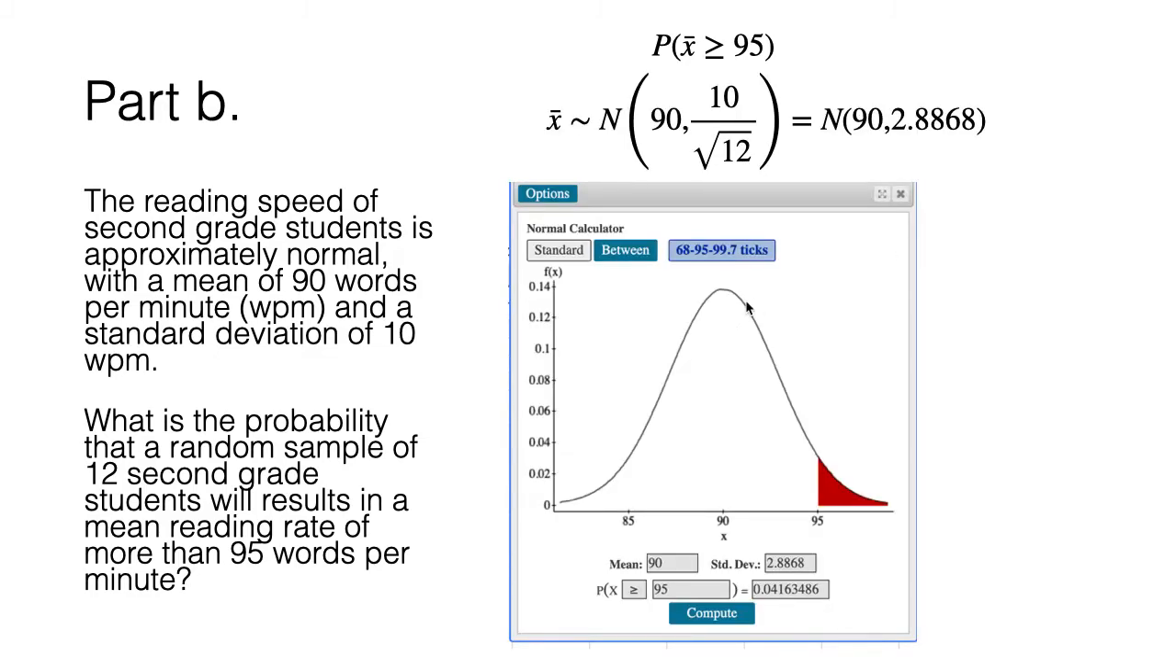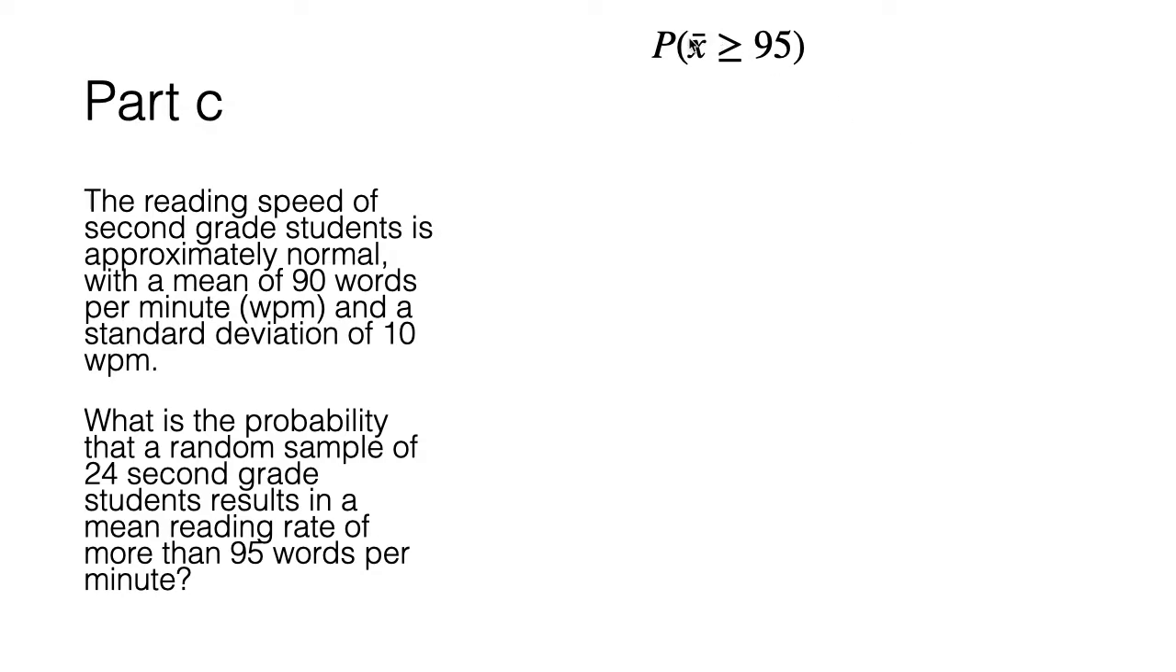Again in StatCrunch, the mean is going to be 90, except now I have to update the standard deviation to 2.8868. You can go ahead and verify my computation and let me know if this is not quite correct. Notice here we got a smaller probability, 0.0416. Then finally for Part C, it's asking what is the probability that the mean reading rate is greater than or equal to 95.